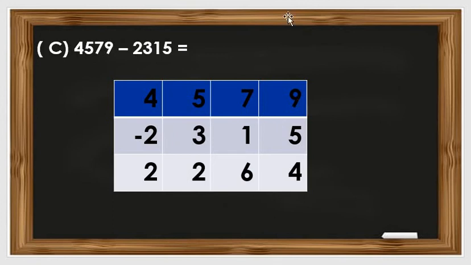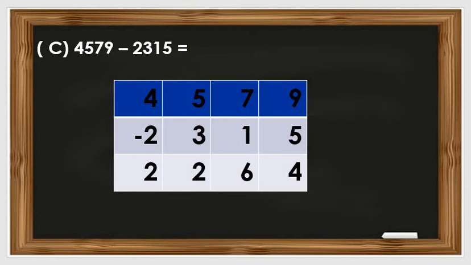Again I am repeating, one by one, we can easily take out 9 minus 5, so 4. Then further, 7 minus 1, so 6. 5 minus 3, so 2, and 4 minus 2. We can easily take out from this number to all the digits. Understood? So what answer did we get? 2,264. Got my point, all students?